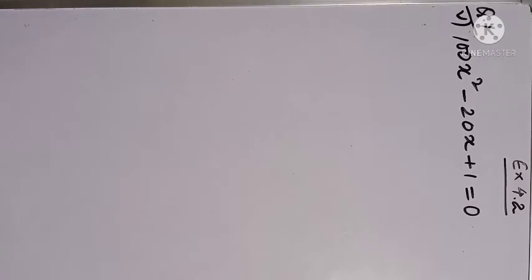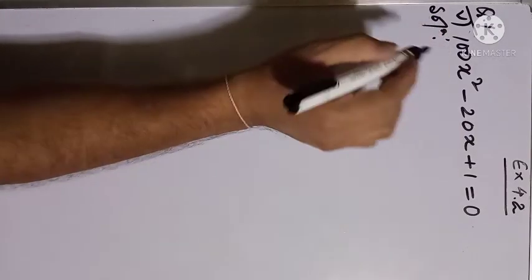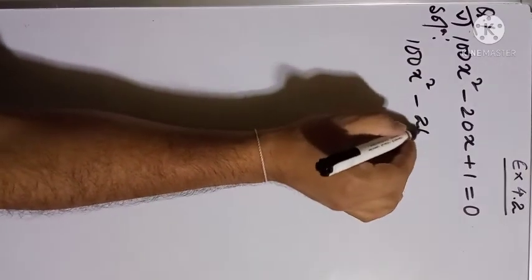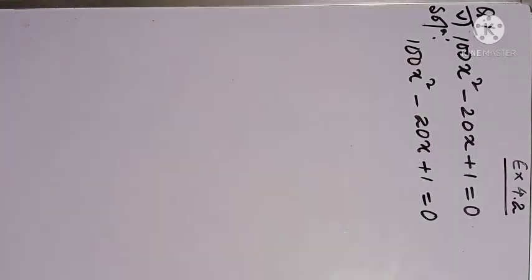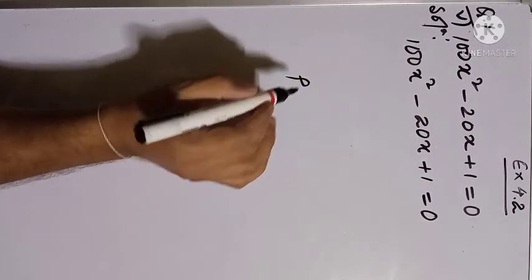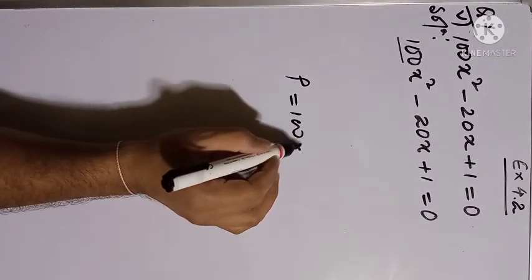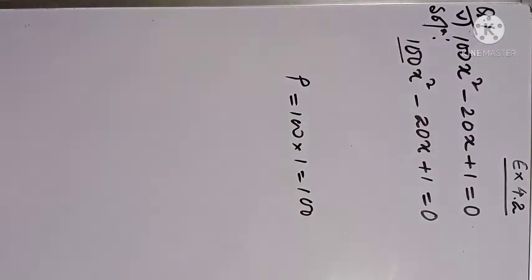We have the fifth question now. 100x square minus 20x plus 1 equal to 0. So let's see solution. 100x square minus 20x plus 1 equal to 0. Okay, let's see. Product should be how much? 100 into, and here we have 1. So we have here 100.